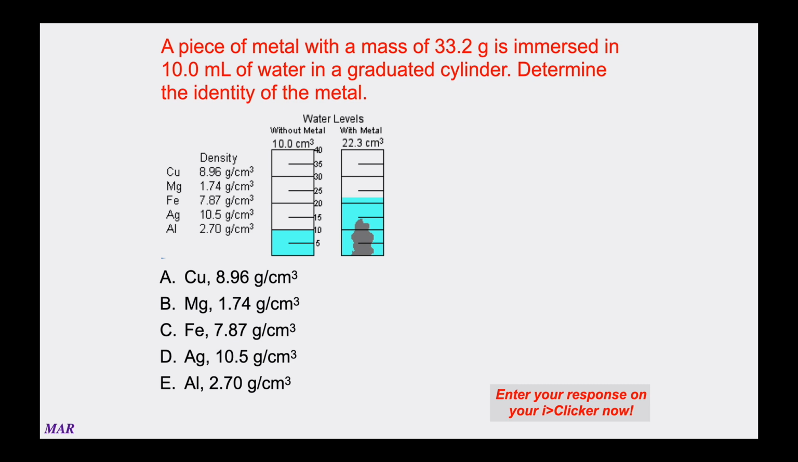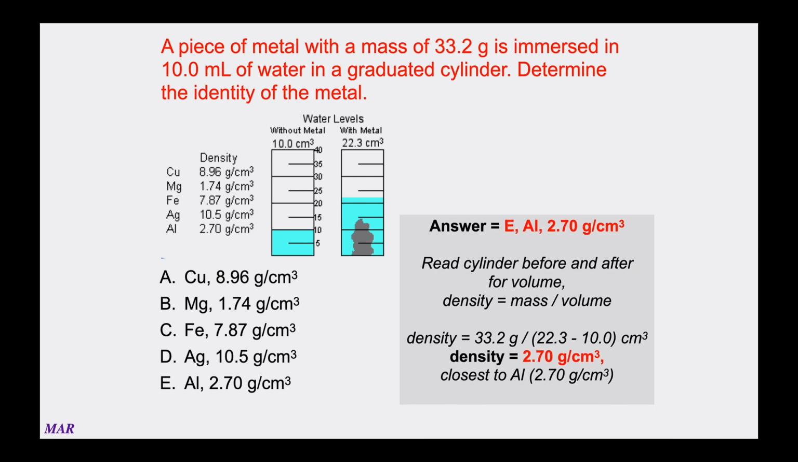So in this calculator then, 33.2 grams divided by parentheses, 22.3 minus 10, parentheses, or just, of course, 12.3, and you should come out to answer E, about 2.70 grams per centimeter cubed. And if you called it 2.70 grams per milliliter, that's fine. A centimeter cubed and a milliliter are interchangeable, no big deal.